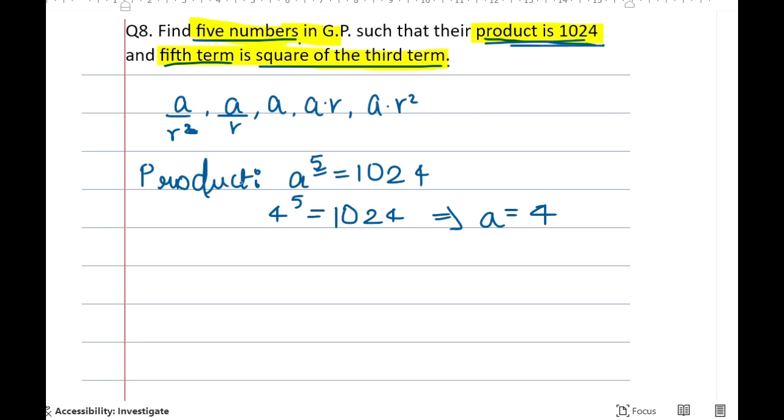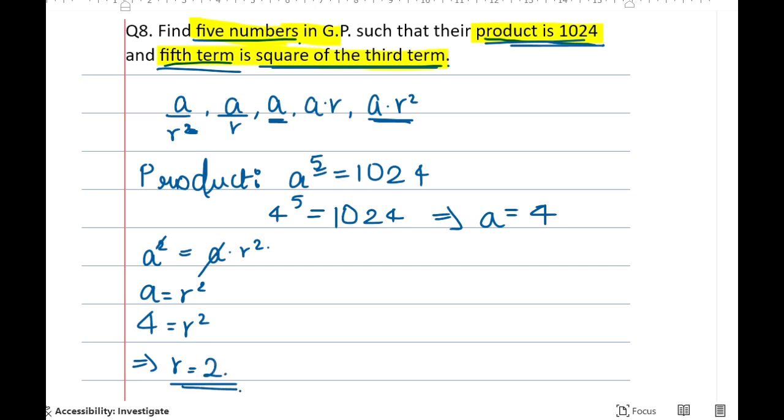Okay, you found A now. Then it is said that the fifth term is the square of the third term. What is your fifth term? It's this. What is your third term? It is this. So the third term's square is equal to the fifth term. So you will cancel off 1A here and 1A here, and you will find A is equal to R square. That means 4 is equal to R square. This implies that R is equal to root 4, or 2. You found R, you found A.